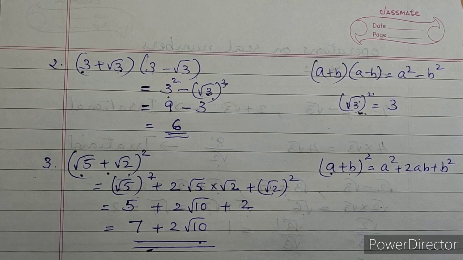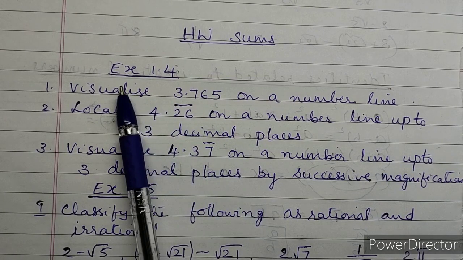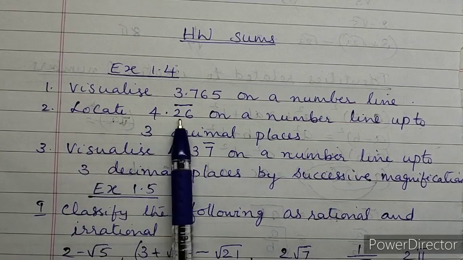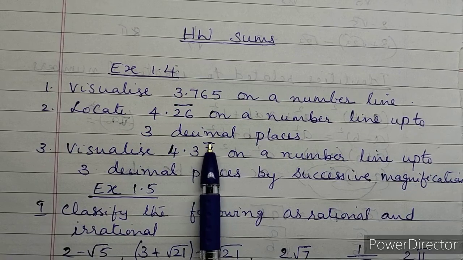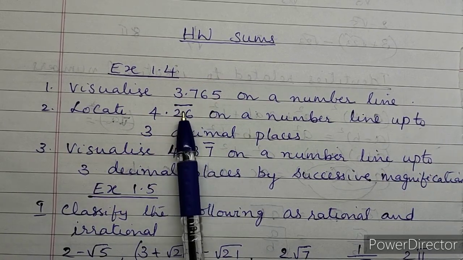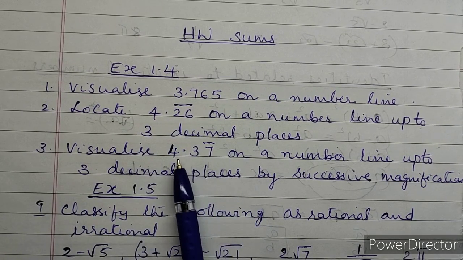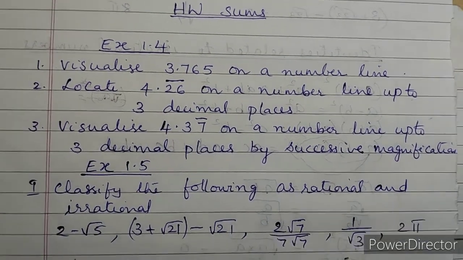Some few homeworks I will give. So correctly with full concentration you have to do. Same type of sums I will give. So these are the homework sums children. Exercise 1.4, first one, visualize 3.765 on a number line. Locate 4.26. Visualize 4.37. Here only 7 has a bar. Here for 2.6 also the bar is there. So 2.6, 2.6, 2.6. Like that you have to repeat, 3 decimal places you have to take. Here 4.3777. Like that 3 decimal places you have to take.